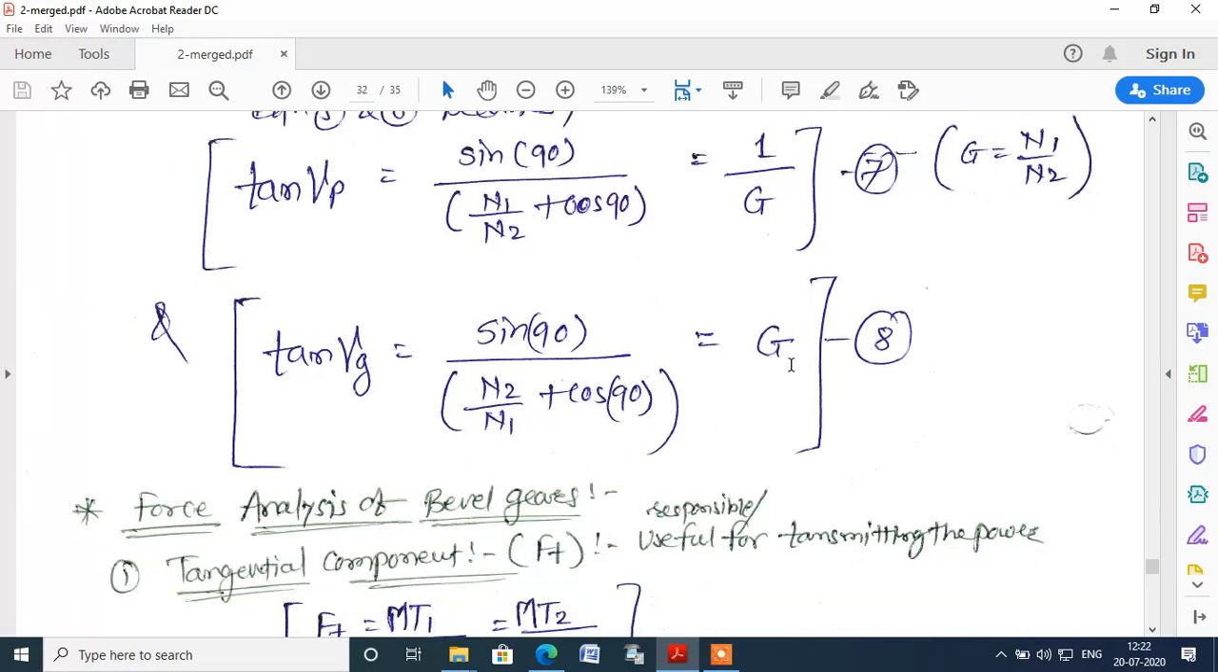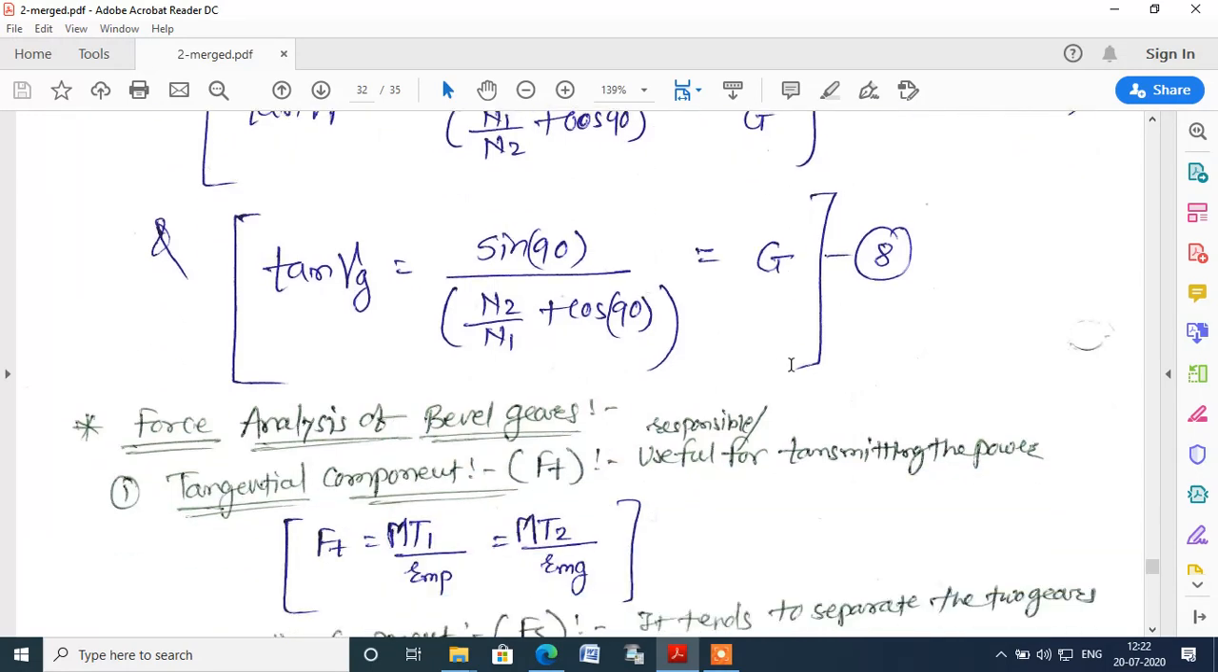In the next class we will see the force analysis of the wheel gear. Whatever forces we have seen, or force analysis we have seen in other gears also, here also we have to see the force analysis. So this we will see in the next class.